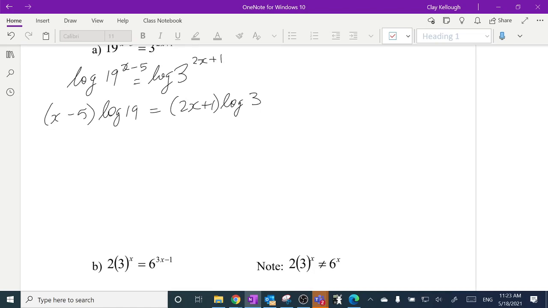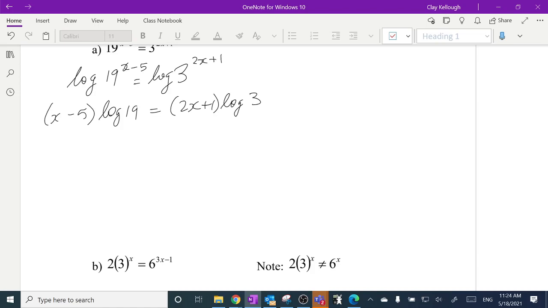This is x times the log of 19. Now the log of 19 is just some decimal. It's 1 point something, right? Because remember, log means base 10. 10 to the power of 1 would make 10, so log to the base 10 of 10 would be 1. Log to the base 10 of 100 would be 2. So this is 1.1 or 1.2 or something. But it's just a number.